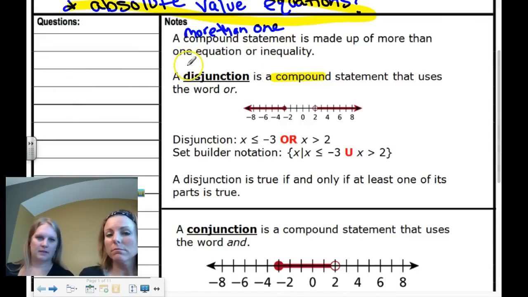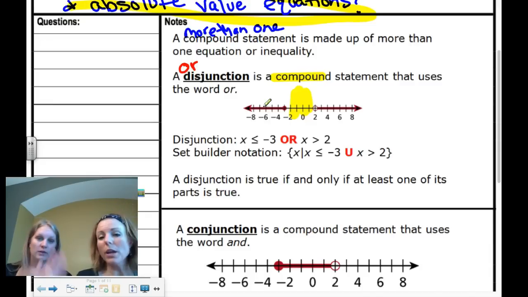The reason we use or is because if you look at this, there's nothing in the middle. So it's one answer or the other one. It's true if and only if at least one of its parts is true. So only one has to work.